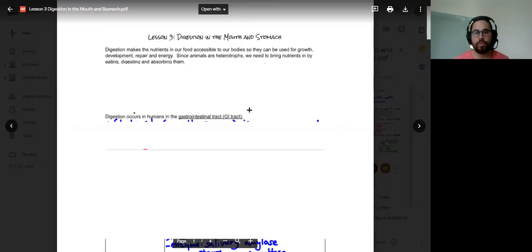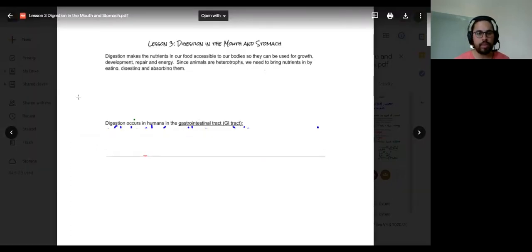We're looking at it from start to finish. It starts in the mouth. So when we look at lesson three, digestion in the mouth and stomach.